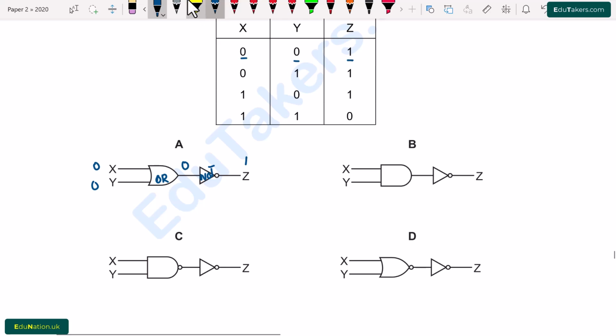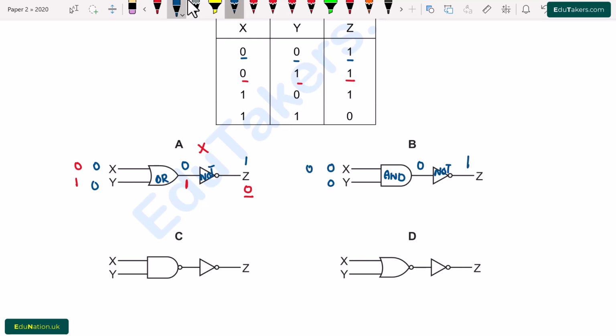Next I check another possibility, that is 0, 1. So when 0 and 1 combine by the OR gate, there will be output 1. And when I apply the NOT over it, here it will be 0. So 0 and 1 should give 1, but here it is 0. It means that this circuit is incorrect. We check B. If I consider 0, 0, this is an AND gate and this is NOT. When we apply the AND gate over 0 and 0, there will be output 0. And when we apply NOT over it, here it will be 1. So this is a correct combination.